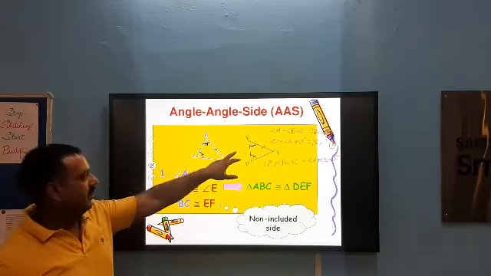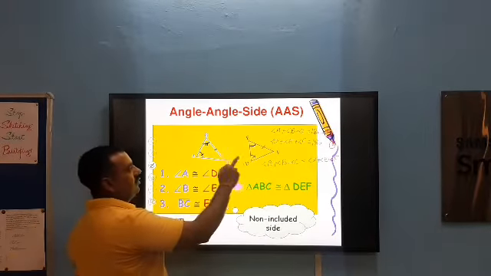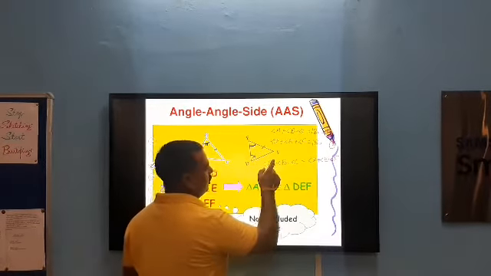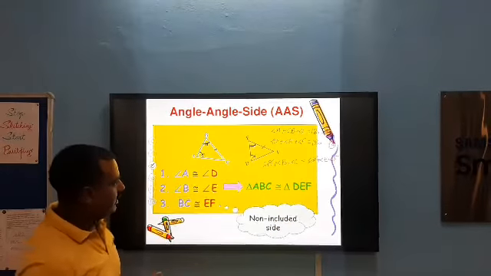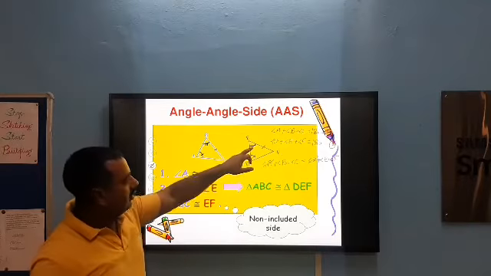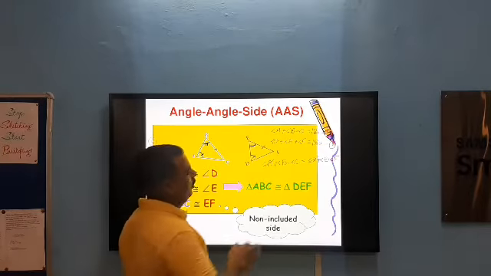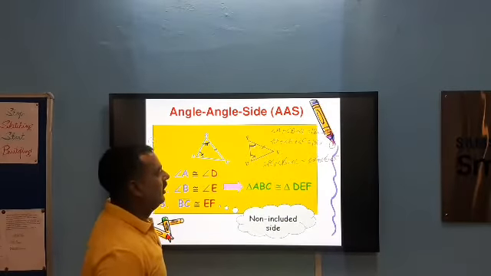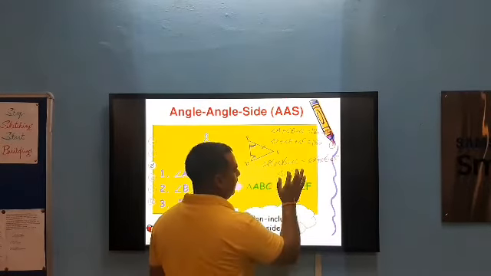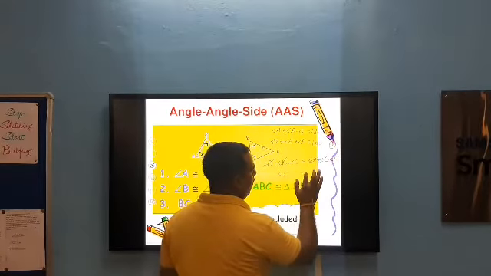Now from the given part, we know that angle A is equal to angle D. So we eliminate angle A and angle D from both sides. Angle B is equal to angle E. So we eliminate angle B and angle E from both sides. And we get the result that angle C is equal to angle F.